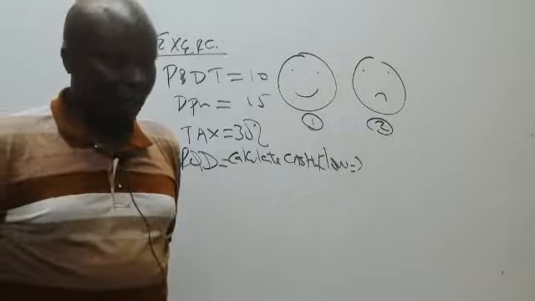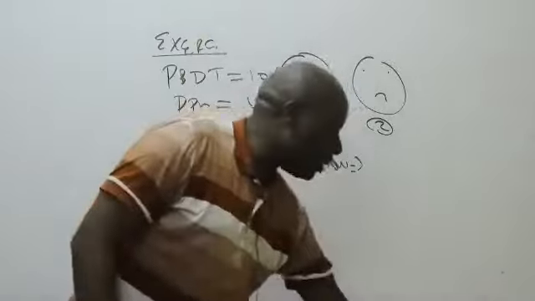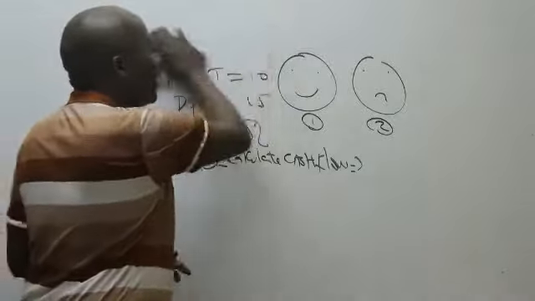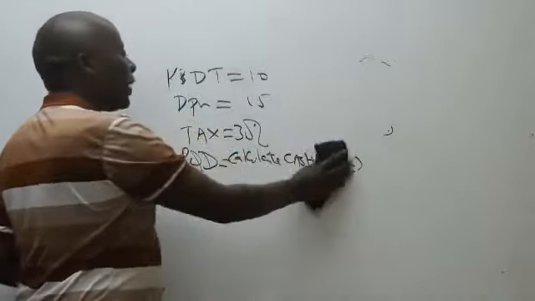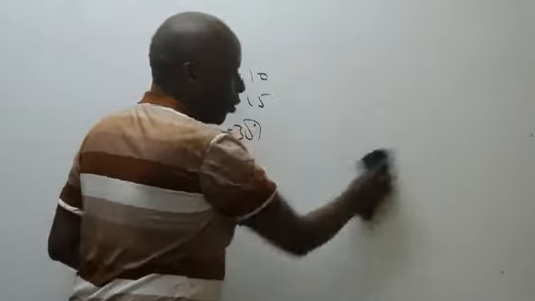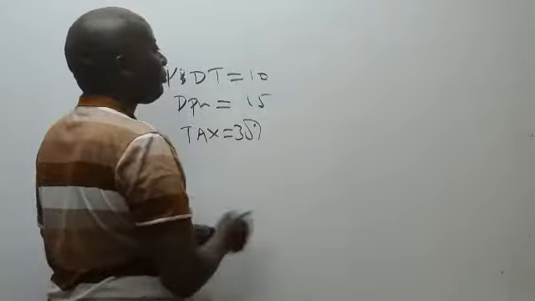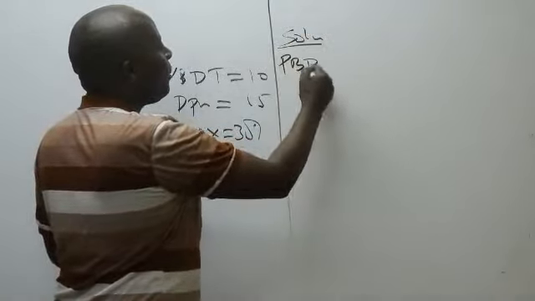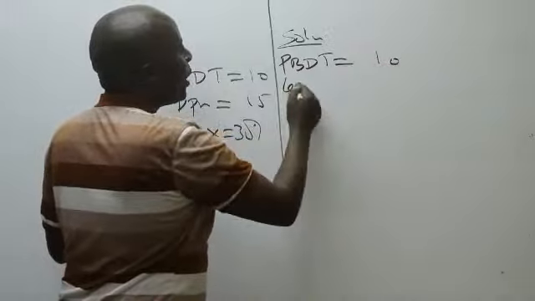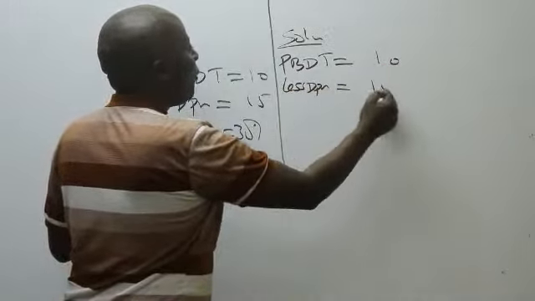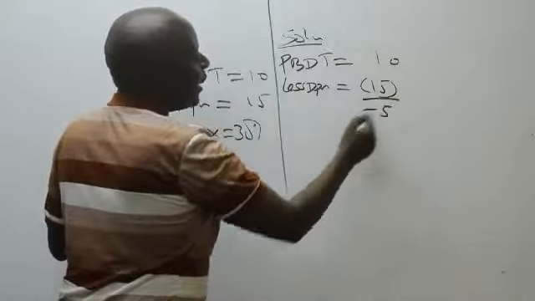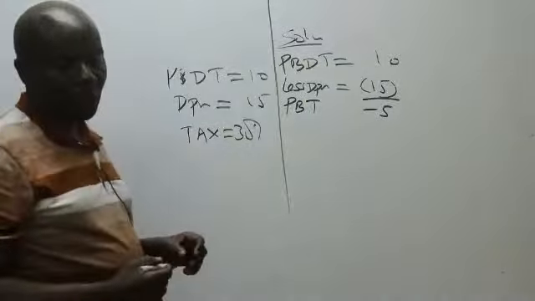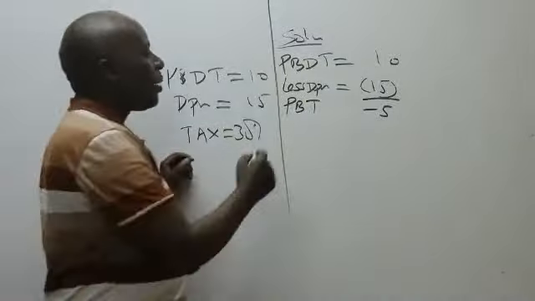Ladies and gentlemen, listen to me very well. In finance, even if it's a loss, we must apply the percentage. So the solution: we have our profit before depreciation and tax of 10, less depreciation of 15, and I get -5 as the profit before tax. Then you come under less tax.